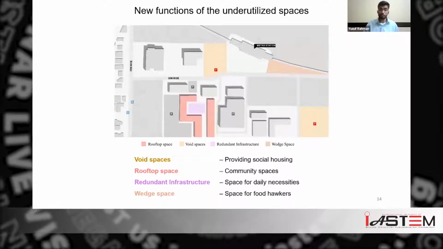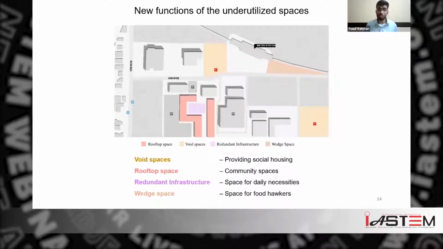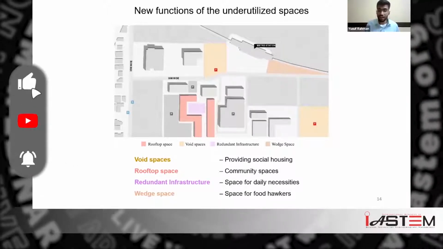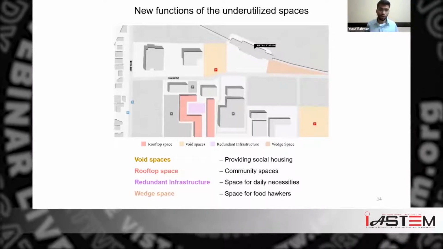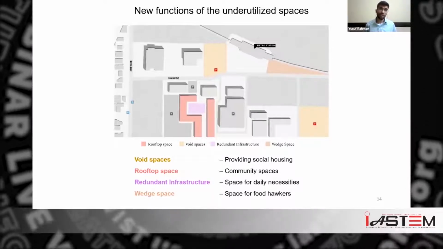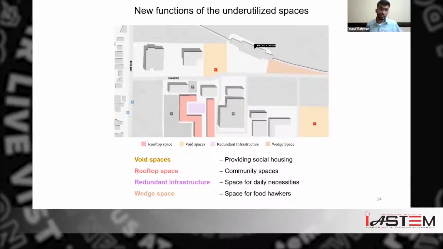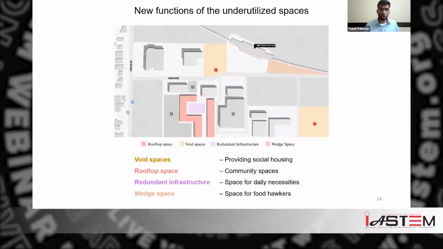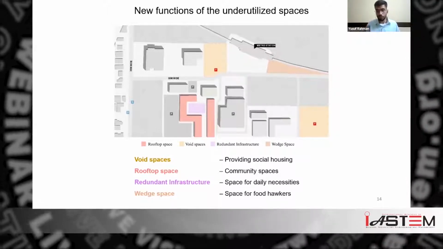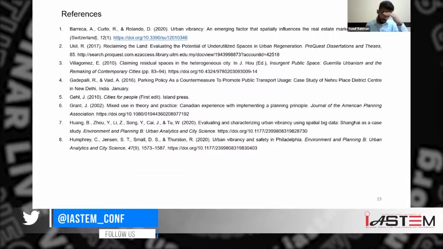For example, community spaces, and spaces for people to buy food and groceries, because this site has a lot of commercial footprint. There are a lot of food hawkers who are informally just tucked to the side. They also have a say in our cities. So the wet space would be the best for food hawkers. And these were some of my references.